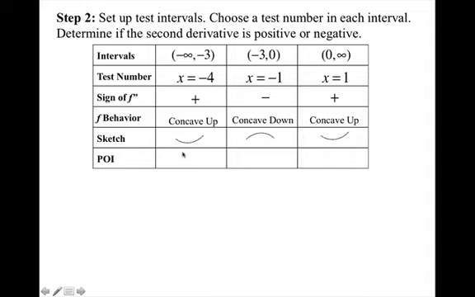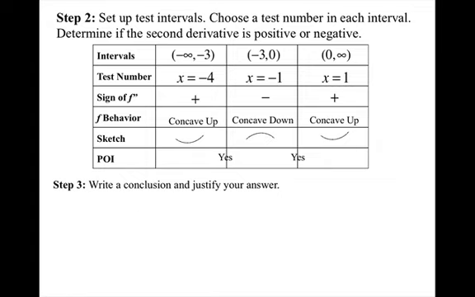So since I am changing concavity, changing from concave up to concave down at -3, that means I do have a point of inflection at -3. And since I'm changing from concave down to concave up at 0, I do have another point of inflection. And then the last step is to write your conclusion and justify your answer.